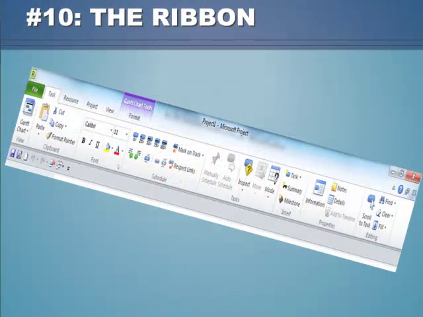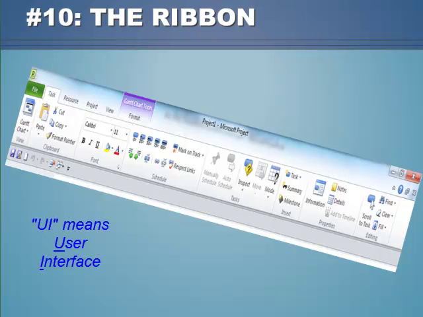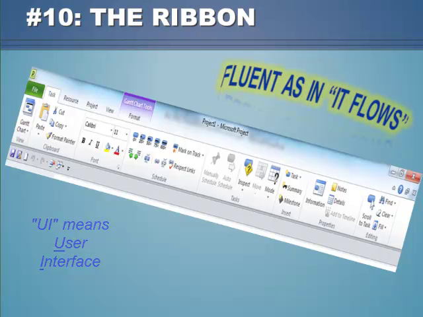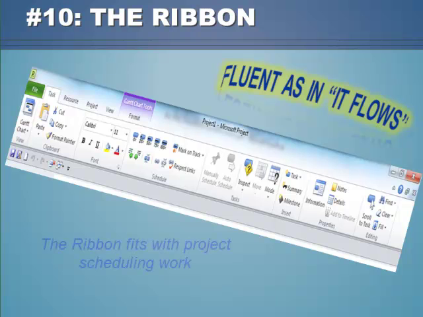Oddity number 10 is the ribbon. This is an easy one. For users migrating to the new version, the ribbon is easily the first oddity. The new user interface is officially referred to by Microsoft as the Fluent UI. And while it takes a little bit to learn, I actually think the ribbon is a good addition to the product. It makes a lot more sense in Microsoft Project than it does in Excel or even Word, as in project scheduling you work through different processes, and the ribbon is a very good way to group needed commands in one place.